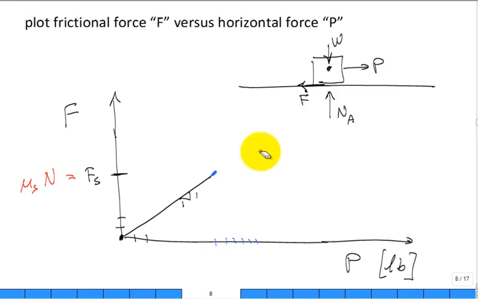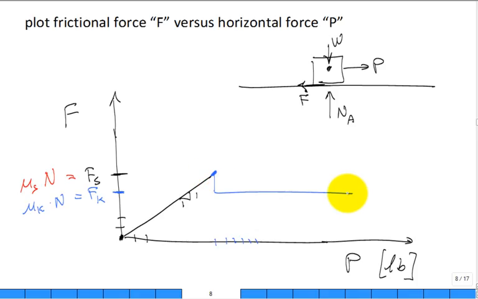Slip. And as soon as it starts to slip, the frictional force goes to only mu sub k times N. And if you want to do it graphically, it's about 75%. So it drops down from the limiting static frictional force to the kinetic frictional force, which is mu sub k times N, and then it goes on.